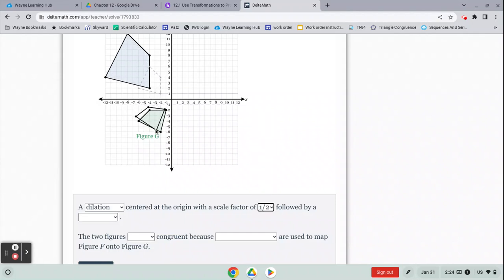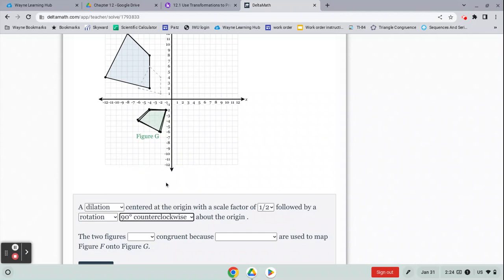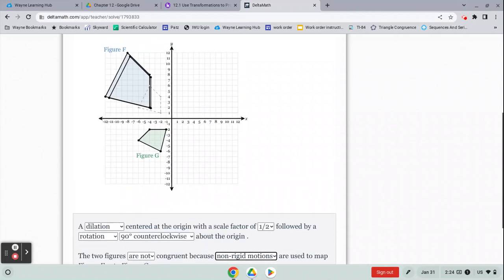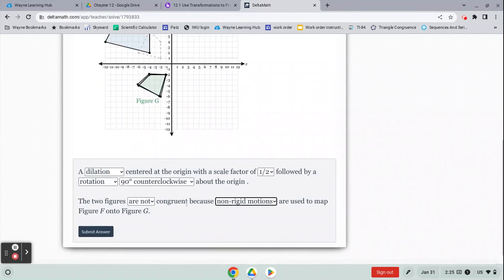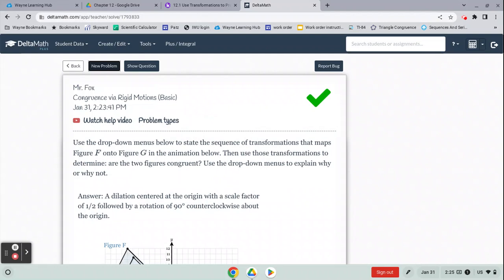Now it's followed by a rotation. Hopefully you know that is 90 degrees, and it will be 90 degrees counterclockwise. Now, are the two figures congruent? Hopefully we know they are not congruent because of non-rigid motion. Rigid is when it stays the same size. So we could still check, are they similar, but they will not be congruent. Okay, so we submit that, and that's how we do that.